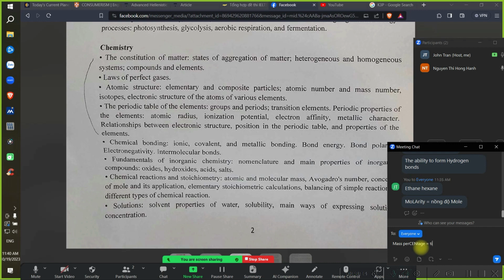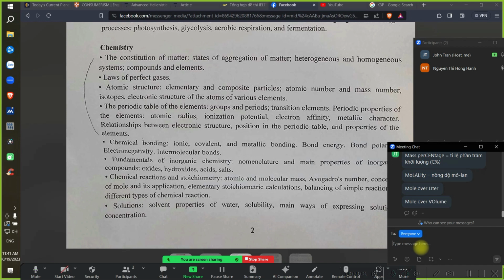This one is usually used in chemistry exercises. The unit of it is mole per liter, moles over liter. Basically the formula is moles over volume, over volume of the solution. Mole trên thể tích của dung dịch nha.